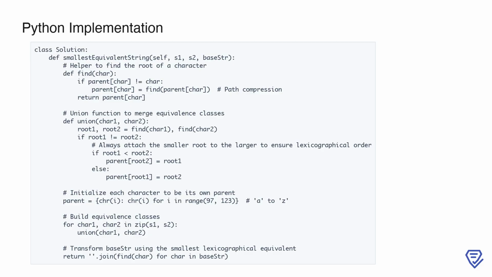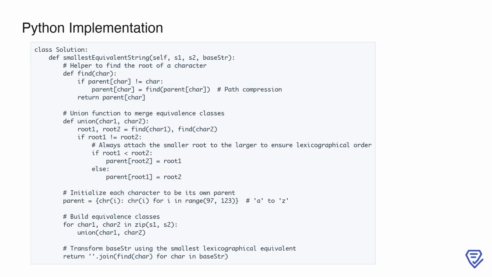This step builds the relationships between characters provided in the input strings. Finally, we transform the base str string by replacing each character with its smallest lexicographical equivalent, determined using the find function. Each character's root parent is found, and the results are joined together to produce the final output. This approach ensures correctness and efficiency.